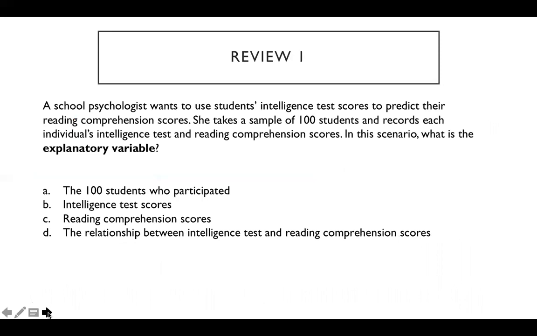Okay, so on to the first review of lesson 1. A school psychologist wants to use students' intelligence test scores to predict their reading comprehension scores. She takes a sample of 100 students and records each individual's intelligence test and reading comprehension scores. Here, what is the explanatory variable? You can type your answer into the chat box and then we'll go over it.